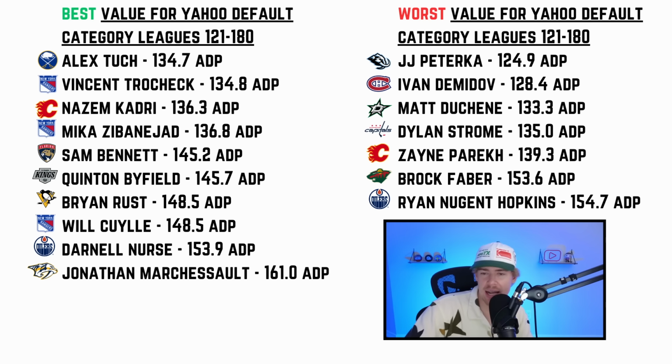Matt Duchene, similar reasoning. Dylan Strome, similar reasoning with some of these centers. I think there's better centers late. Like Sam Bennett's going 7 picks later, and Bennett's going to provide way more value in these category leagues with hits. So it makes no sense to me.